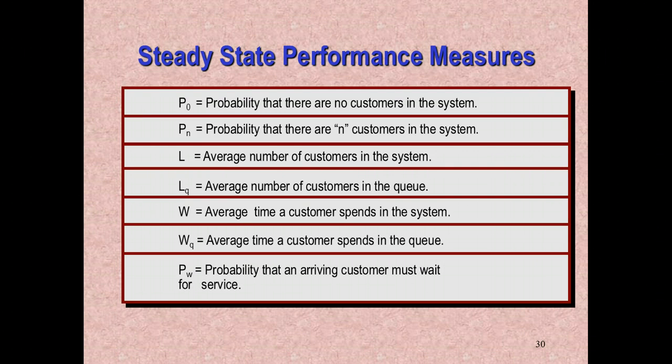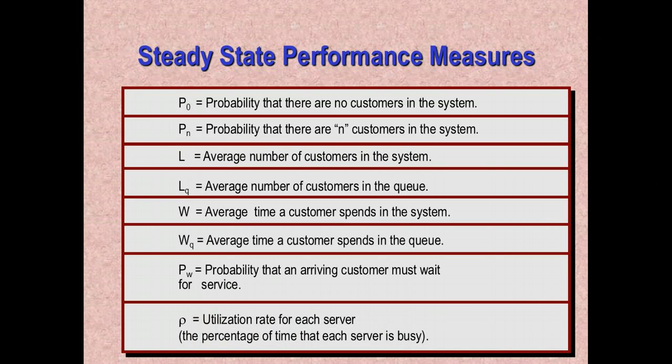P sub W is the probability that an arriving customer must wait for service. What's the probability that an arriving customer has to wait? You know, that everyone's busy, all our servers are busy. And finally, this is a very useful one, utilization rate. That little symbol there is called rho, R-H-O. Rho is the percentage of time that each server is busy.